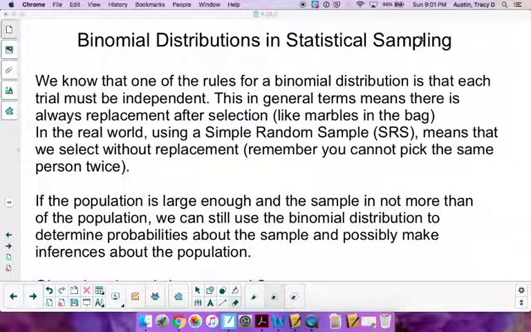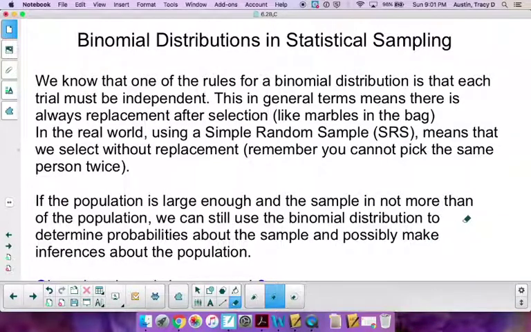Okay, so we get around that by making sure that our population is large enough. And we're going to talk about how large is large enough. So that your sample is also not more than, and I told a bunch of you this when you were doing your projects, that you could not take more than 10% of your population anytime you take a sample. Okay, so if your population is big enough that when you take 10% of it, and I'm about ready to show you the rule for it, that when you take 10% of that population, it follows this rule, then we can still use binomial to talk about people.